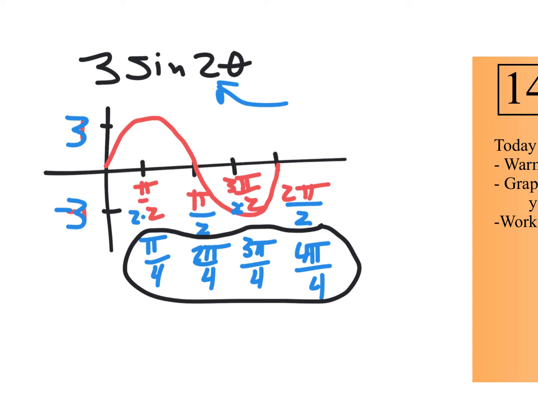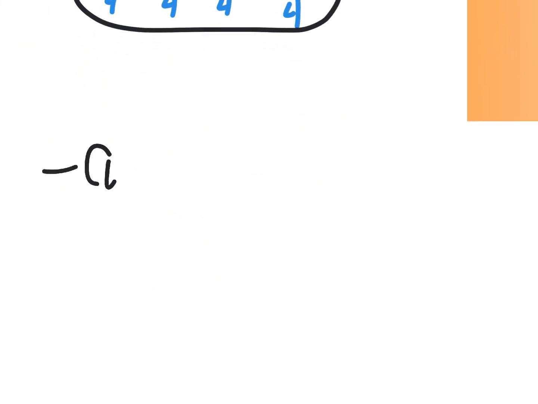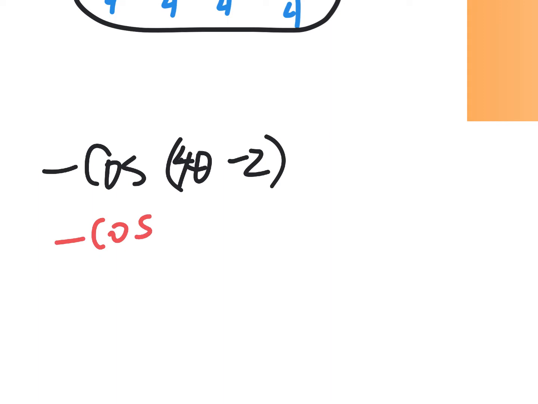Okay, good. Now, we'll go on to the next one, which was negative cosine of 4 theta minus 2. Now, this one's definitely more complicated, mostly because you have to factor that inside. The 4 factors out, and you have theta minus 2/4. I'd be okay with that, but 2/4 is 1/2, so I think that'd be even better.